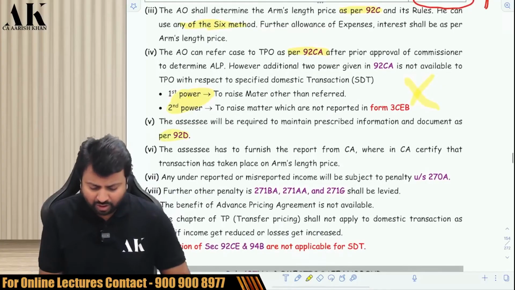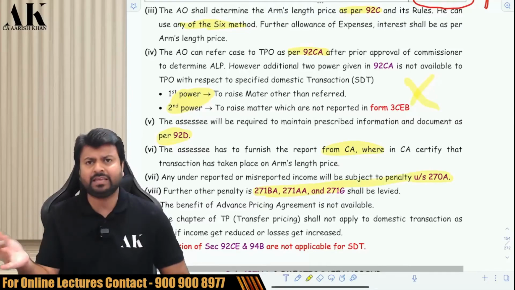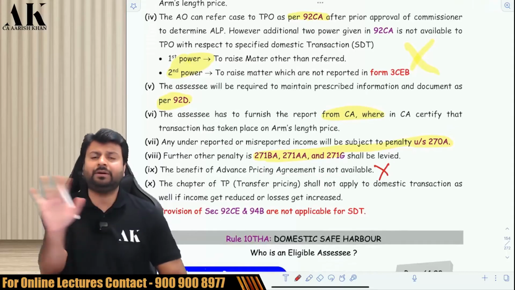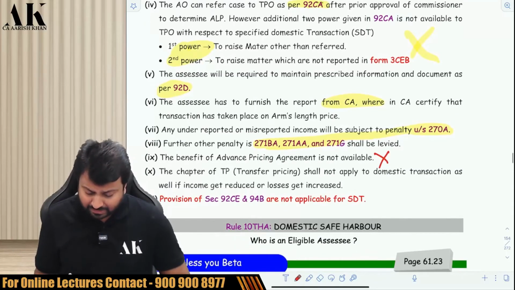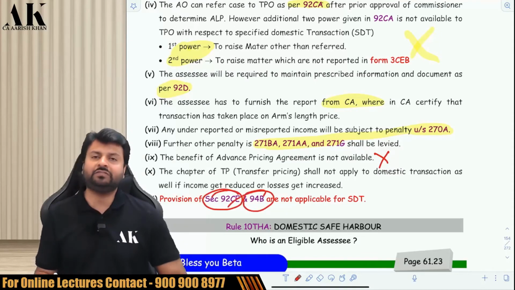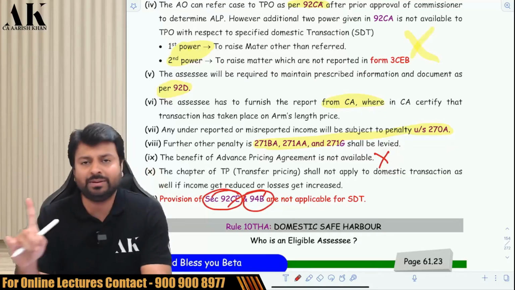Apart from that, all the documentation has to be maintained. CA reports have to be taken. Form 92E. All the penalties which are applicable in case of international transactions will be applicable. The benefit of advance pricing agreement is not applicable for domestic transactions. And further, the provisions of 92C on secondary adjustment, and the provisions of limitation of interest, are exclusively applicable for only international transactions. They are not applicable for domestic transactions.